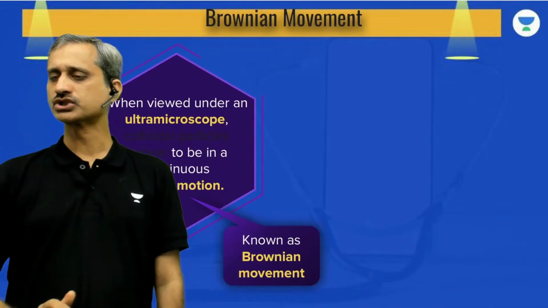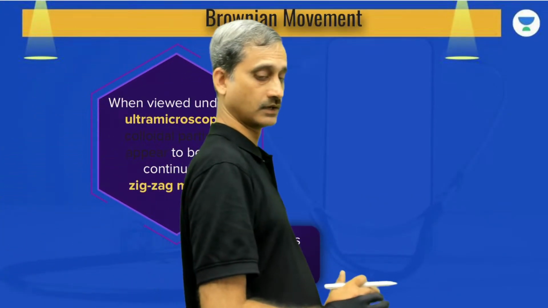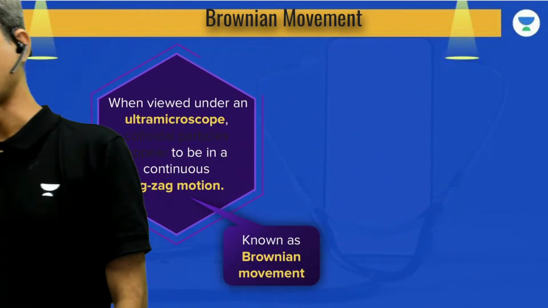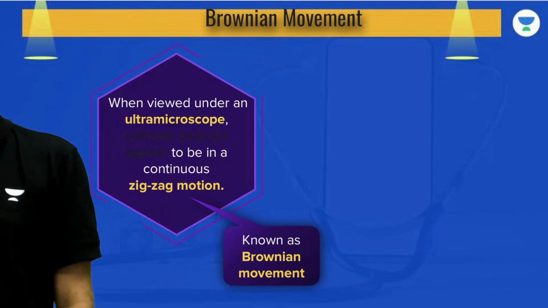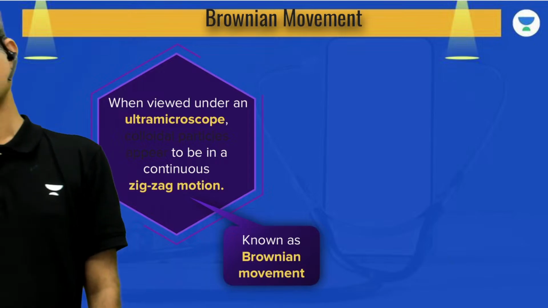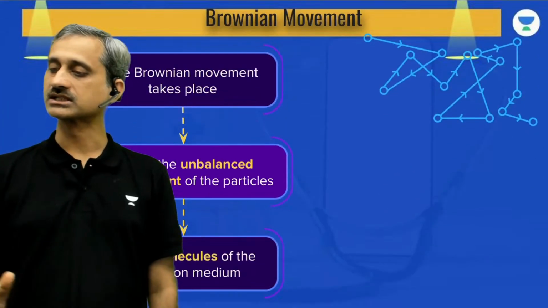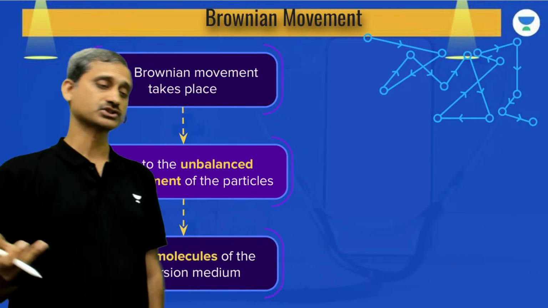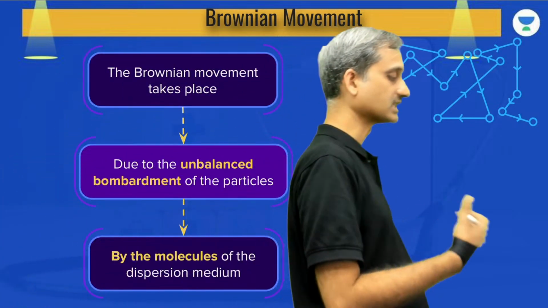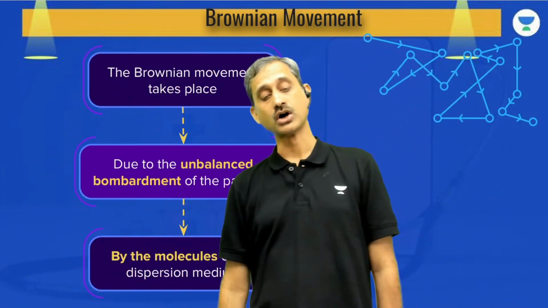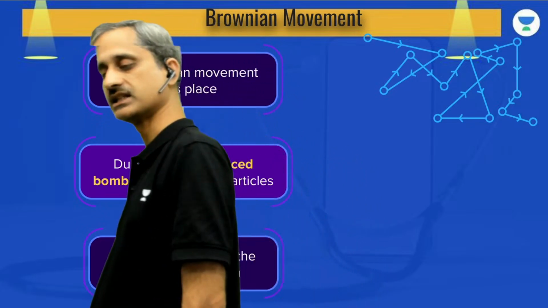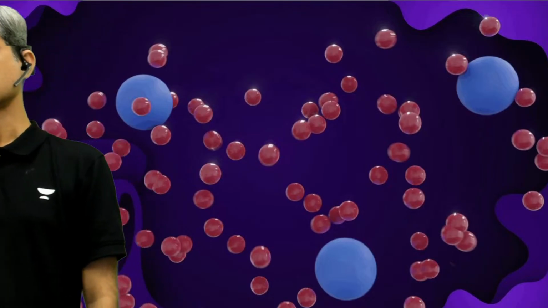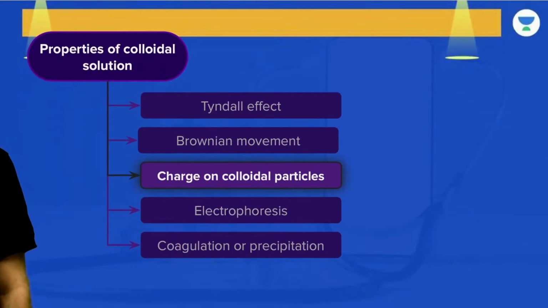Talking about the Brownian motion, if viewed under the ultramicroscope, you would find the colloidal particles showing a zigzag motion. This zigzag motion is termed the Brownian motion. Now, this zigzag motion is due to, as I just told you, the constant bombardment of the dispersion medium particles on the surface of the dispersed phase particles. So that's what we have as the Brownian motion.